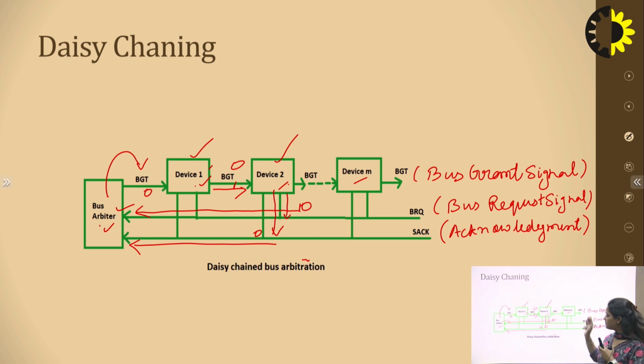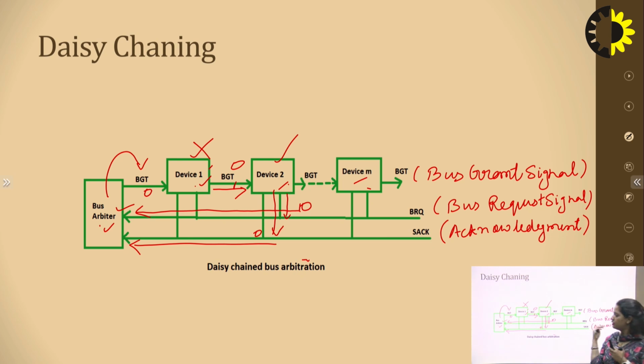If the last device is requesting for the buses, that request has to be processed by each and every device connected in the chain in sequence before that particular device. That is one problem with this scheme. The second disadvantage of using this scheme is that if one node fails, suppose node number 1 fails, what will happen if it fails?